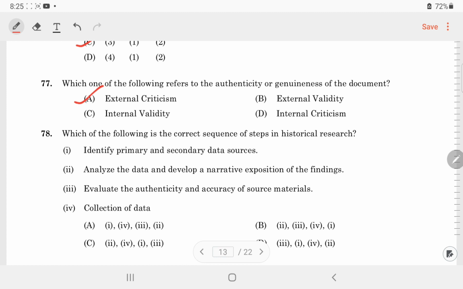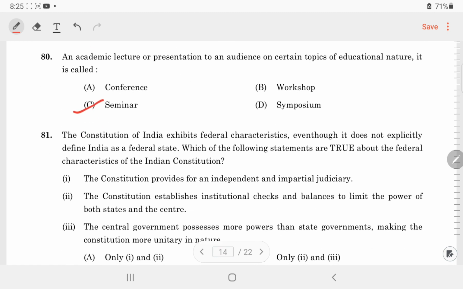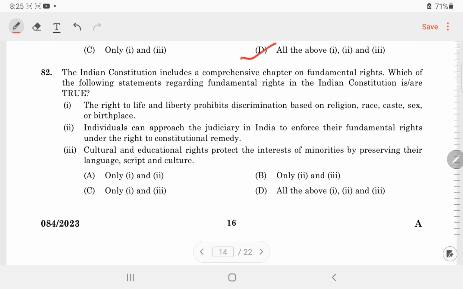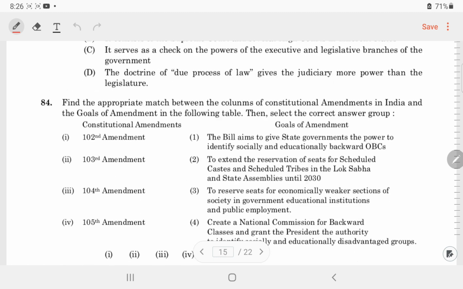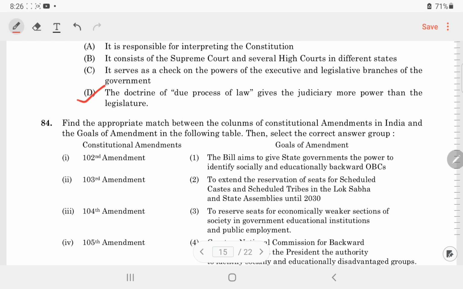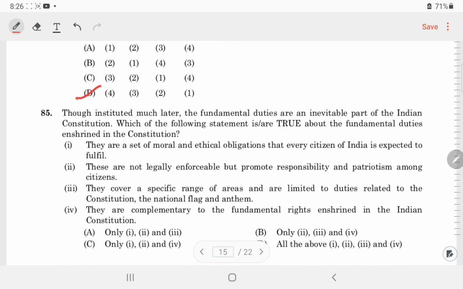Question number 78. The answer is option A. Question number 79. The answer is option D. Question number 80. The answer is option C. Question number 81. The answer is option D. Question number 82. The answer is option B. Question number 83. The answer is option D. Question number 84. The answer is option D. Question number 85. The answer is option C.